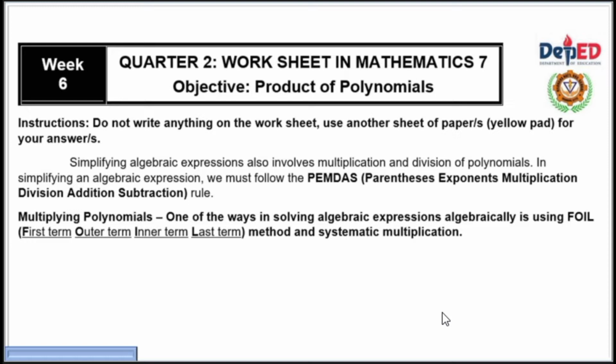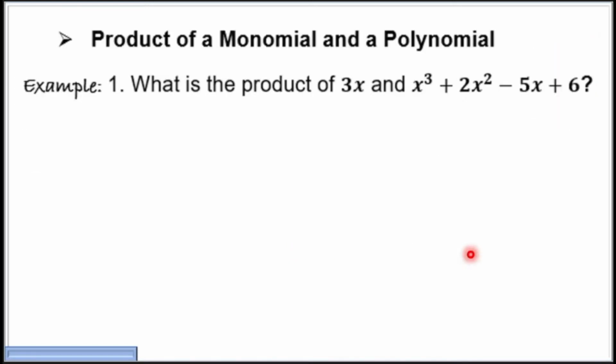Remember PEMDAS? Parenthesis, exponents, multiplication, division, addition, subtraction. That's the rule. Then, multiplying polynomials, one of the ways of solving algebraic expressions is using the FOIL method. When you say FOIL, F is for first term, O for outer term, I for inner term, and L for last term. That is the FOIL method and synthetic multiplication.